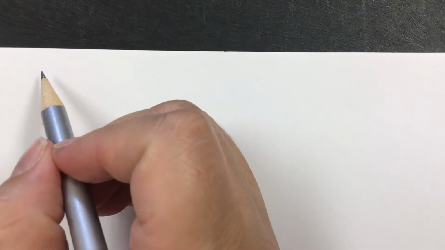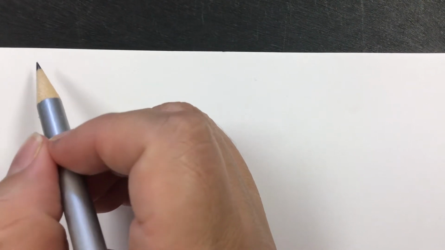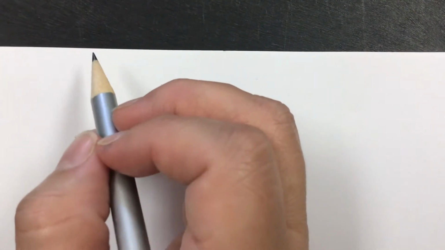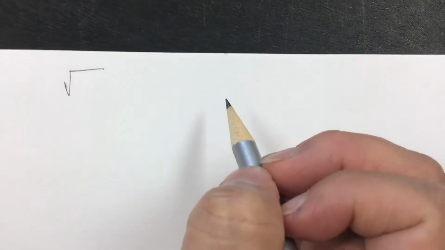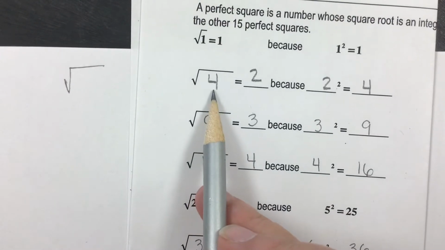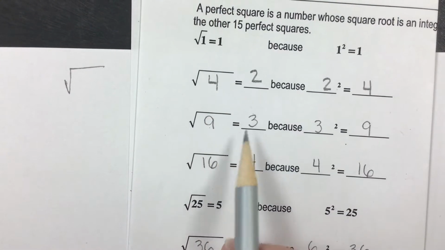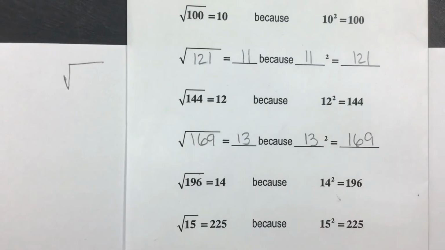This is a video to help you simplify radicals. And what we're looking at is the square root symbol, which is this right here. We also need to know perfect squares. I had uploaded a sheet like this, and what we're looking at is the square root of 4 is 2, square root of 9 is 3, etc. The sheet will help you fill it in.